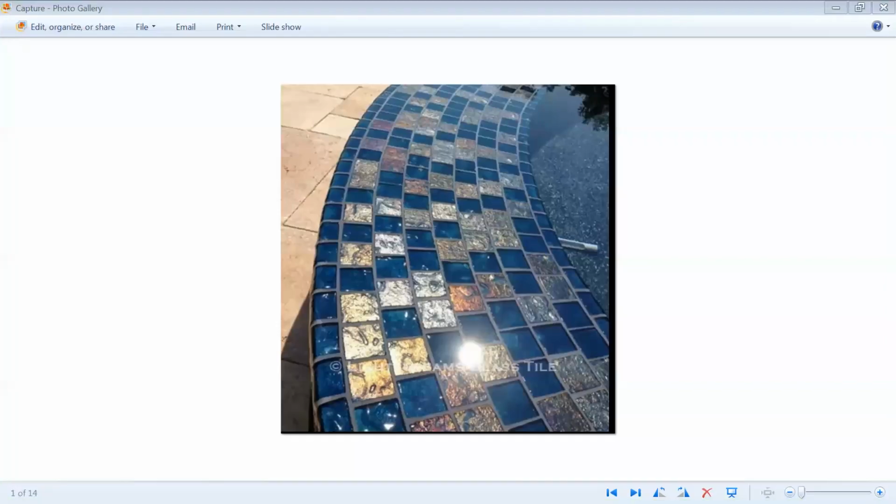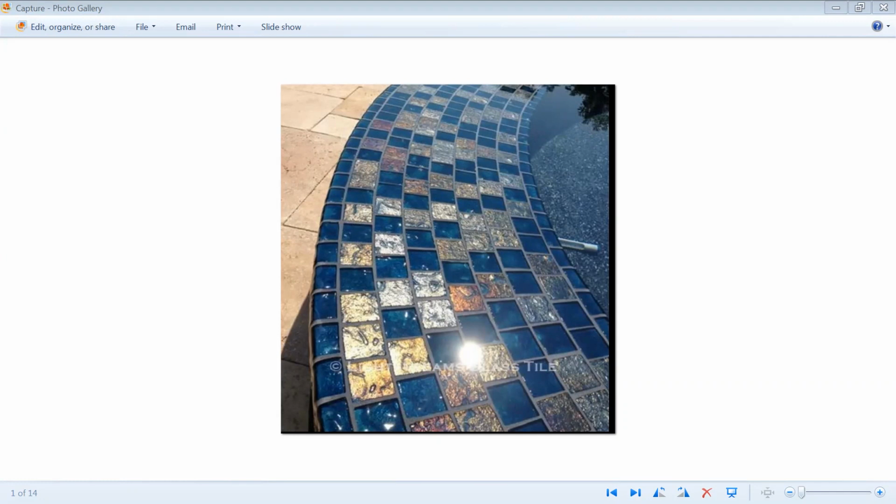Recording in progress. This is Janine with Pool Zones, and the purpose of the video today is to discuss the infinity edge or negative edge and the type of material that should be used for the infinity edge.